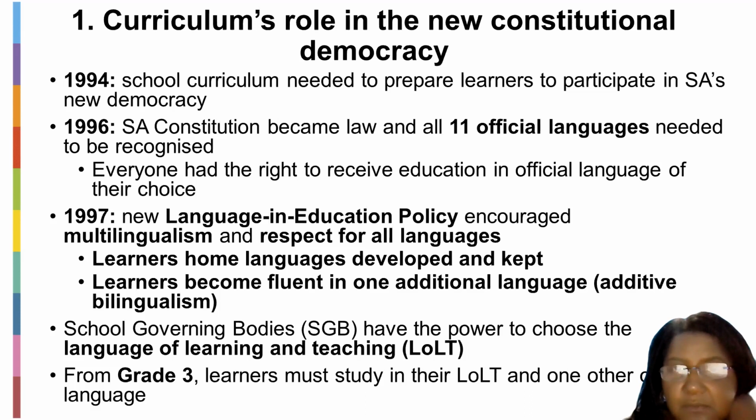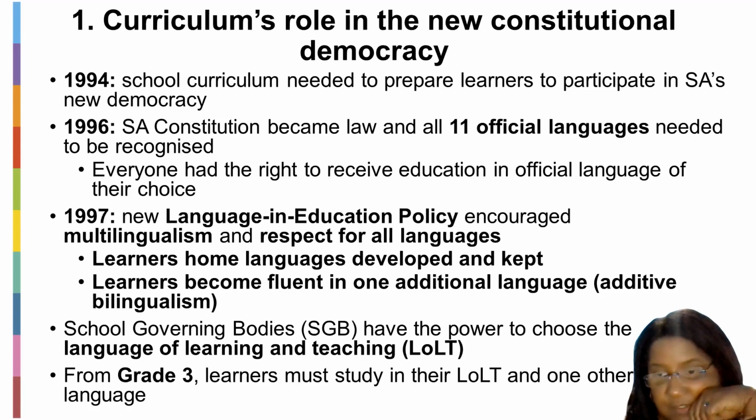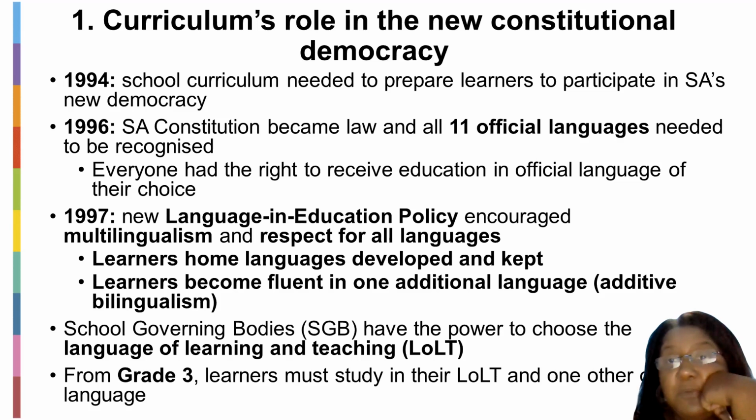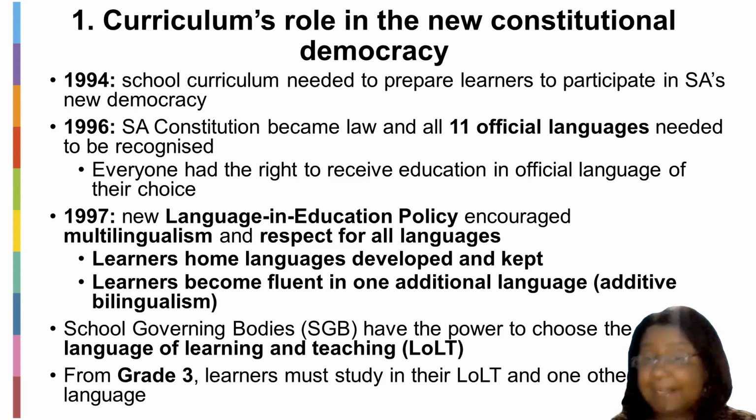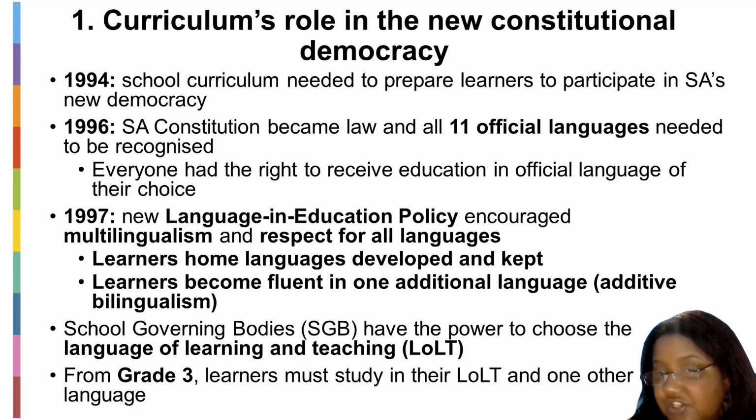So, the curriculum's role in the new constitutional democracy. Obviously the first part was pre-1994. Now we're going to look at 1994, which was democratic South Africa. In 1994, the schools curriculum needed to prepare learners to participate in the new democracy. In 1996, the SA Constitution became law and 11 official languages needed to be recognized. So remember what happened pre-1994: English, Afrikaans and African languages were there. But as I've said, English was more for personal growth, Afrikaans and African languages were more structured. But in the 1980s, the Afrikaans syllabus changed and was also more for personal growth, so they brought in a lot more creativity.